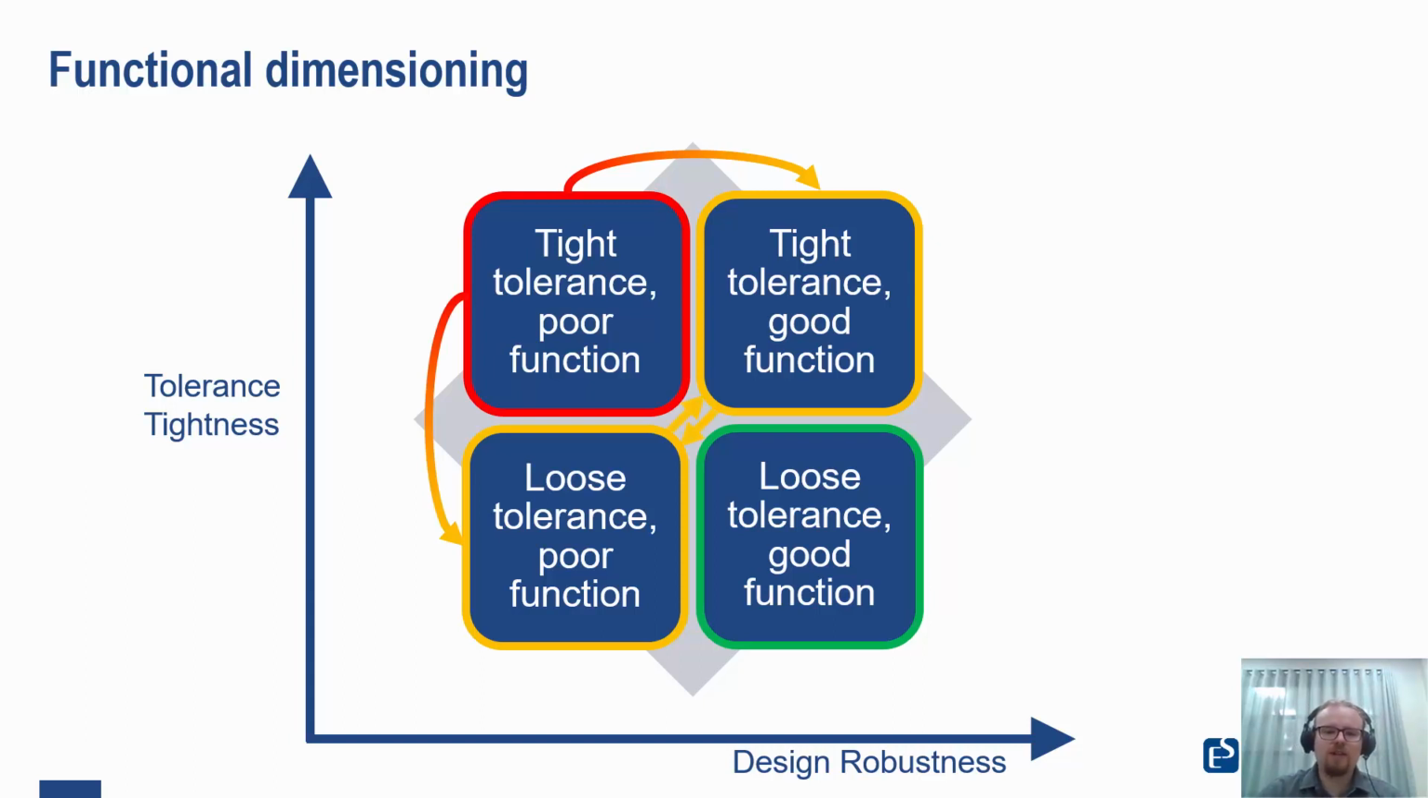So this can be okay because we're producing something expensive, but we're producing a good quality product for it. However, better still is this block here that describes loose tolerance with good function. Ideally, we want our tolerances to be as loose as they possibly can be, while still retaining good function of our device. So this allows us to both save on the manufacturing costs and also turn out a quality product at the end of the day.